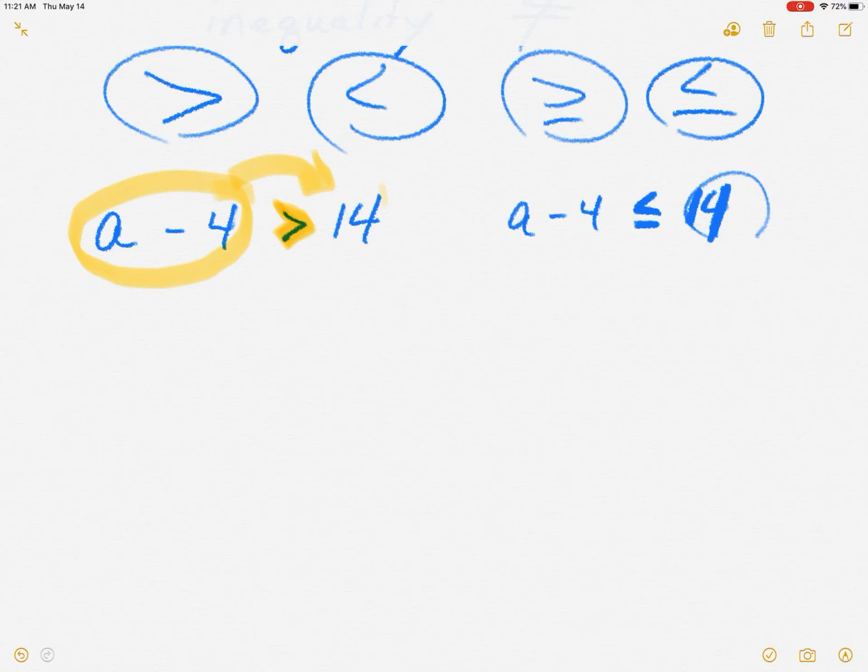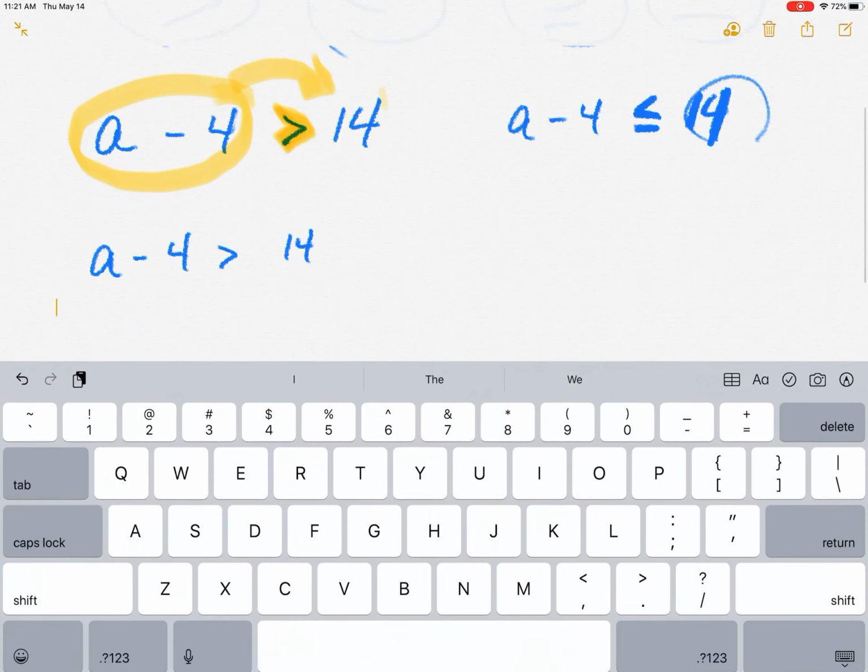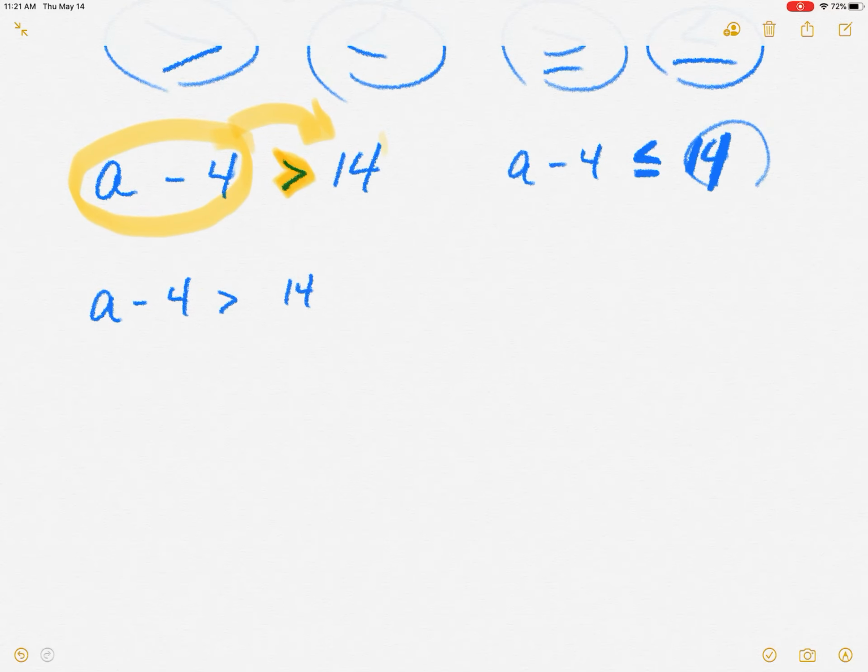So let me graph both of these, or show what they look like on a graph so that you can see that. So we have a minus 4 is greater than 14. First, before we put it on the graph, we need to solve for the variable using inverse operations. So if we've got a minus 4, I'm going to rewrite this so it's a little bit cleaner. We've got a minus 4 is greater than 14. We want to solve for a. So that means we need to get rid of the minus 4 using inverse operations. So we're going to add 4.